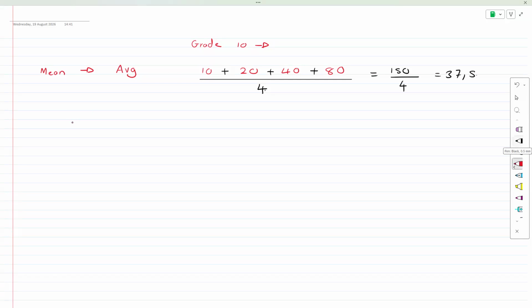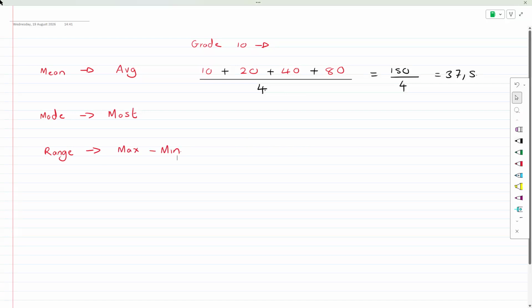The second definition is to know the word mode means the number that appears the most. Next definition is to know the word range. Range is the maximum or the biggest number minus the smallest or minimum number.